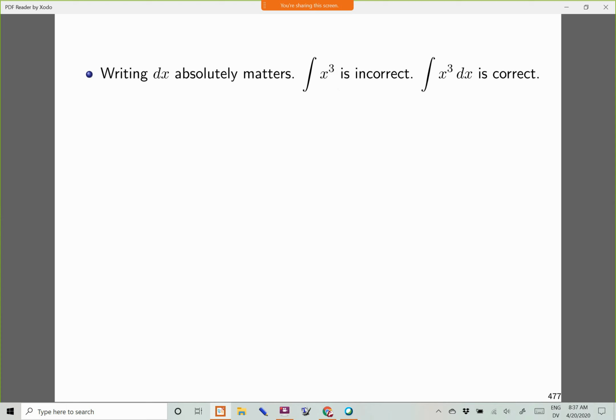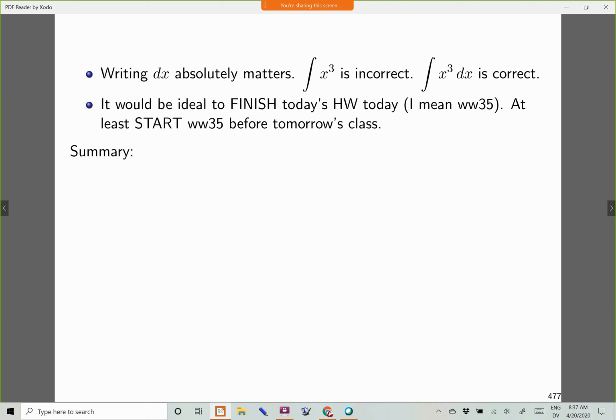And it sounds so ridiculous right now, but you'll see in what we do tomorrow that that thing has a major role. So please just be in the habit of going back through notes from today and last Thursday, making sure that dx is there. I would say it would be ideal to look at today's homework, Webwork 35. If you can complete it, that's awesome, but even if you don't complete it, please at least start it. Please at least get through one of the questions on that.